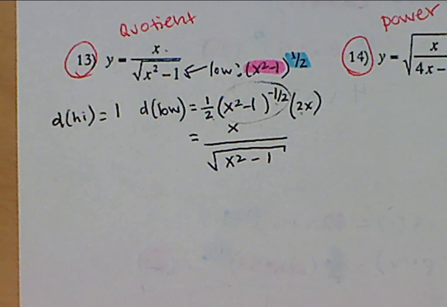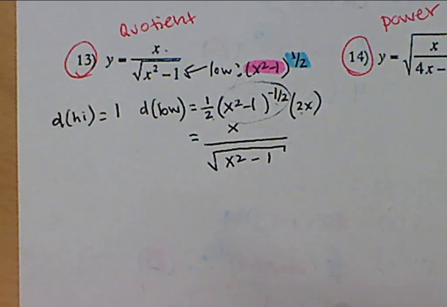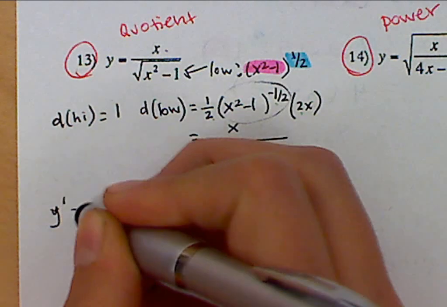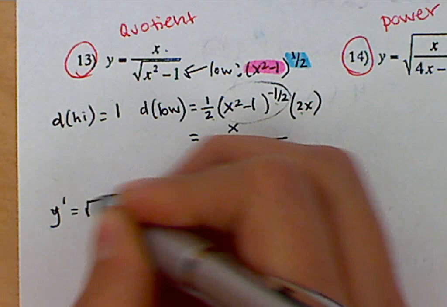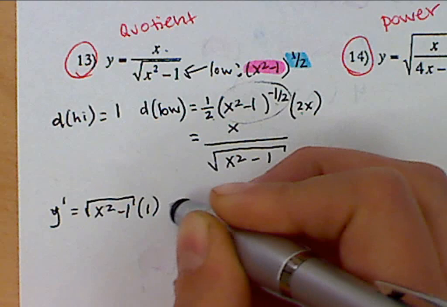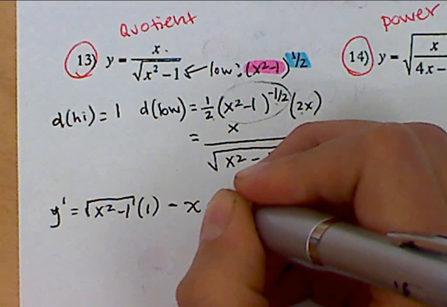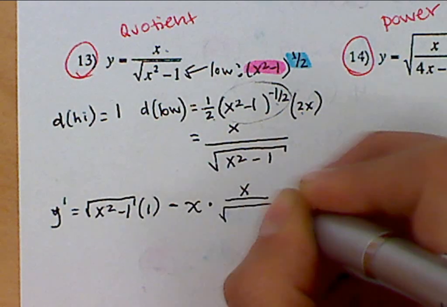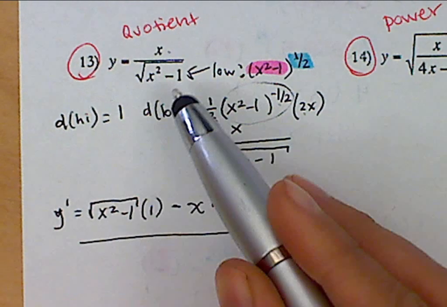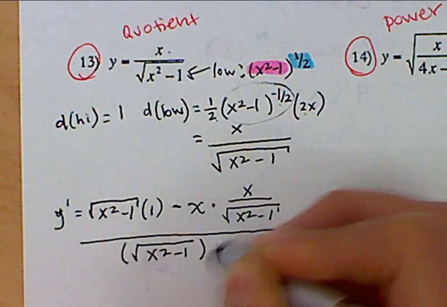Okay. So now that I know my high, my low, my d high, my d low, I can sing my little song: low d high minus high d low over the square of what's below. So in the numerator, I have low d high, which is 1, minus high d low, so that's where this thing comes in, x over the square root of x squared minus 1, all over the square of what's below. So what's below is the square root of x squared minus 1, squared.